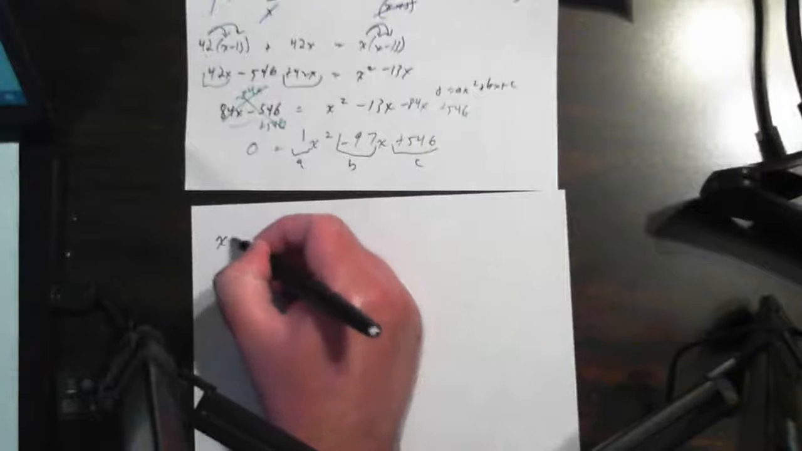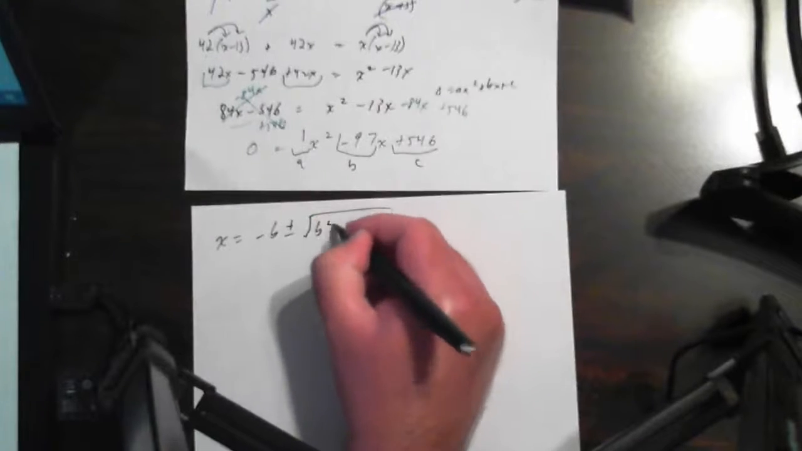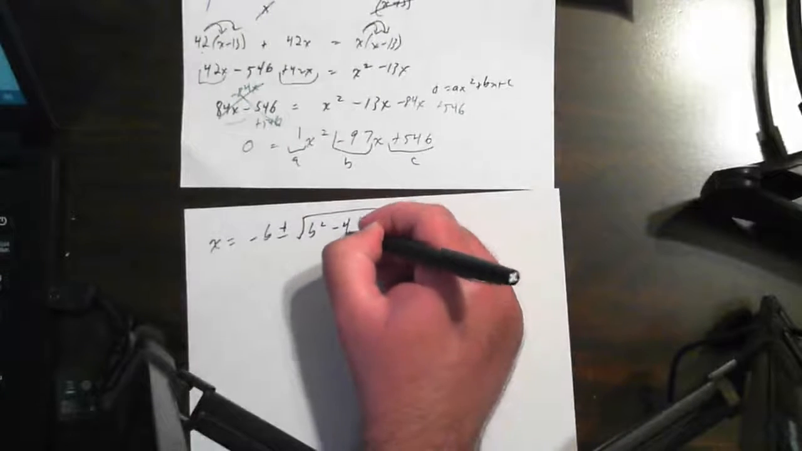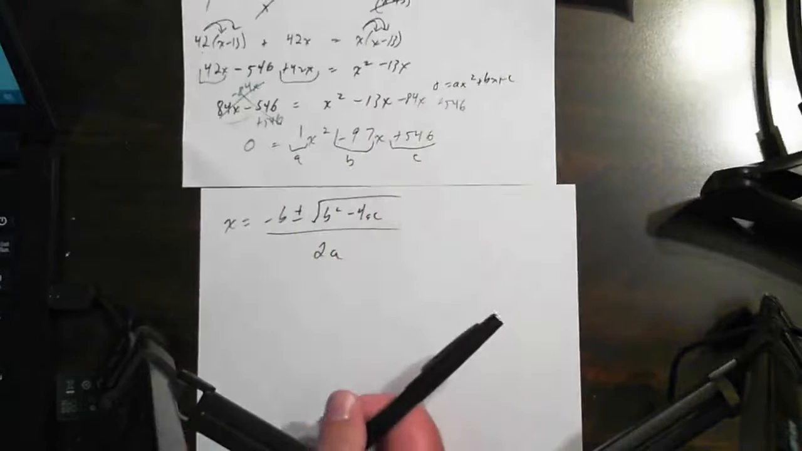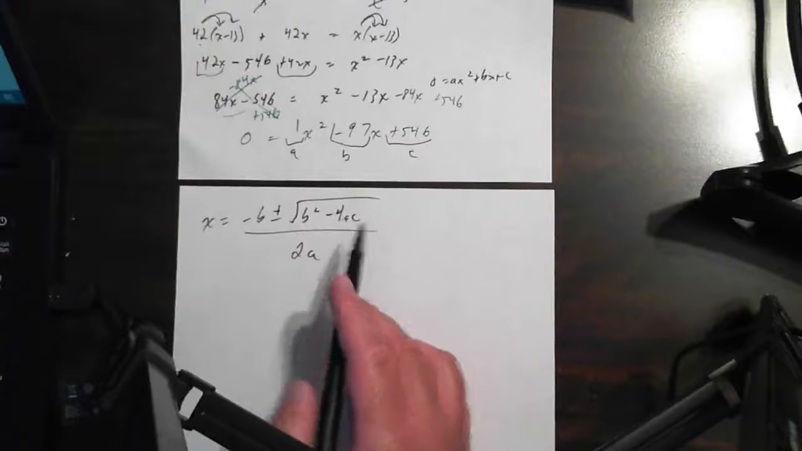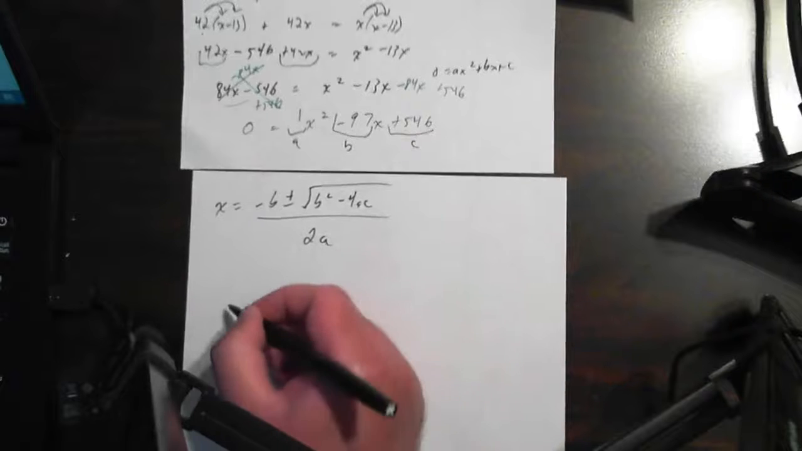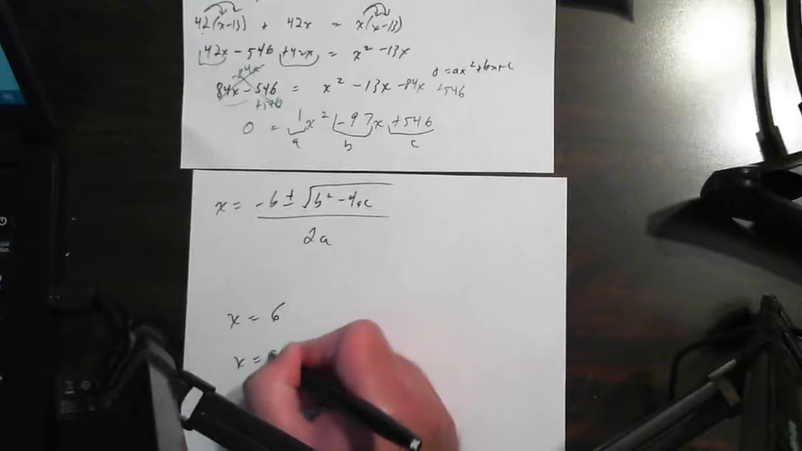Of course, the quadratic formula is x equals negative b plus or minus the square root of b squared minus 4ac, all over 2a. So now you can go ahead and plug in your a, your b, and your c to see what this gives you. Then you'll come out with x equal to 6 and x equal to 91.